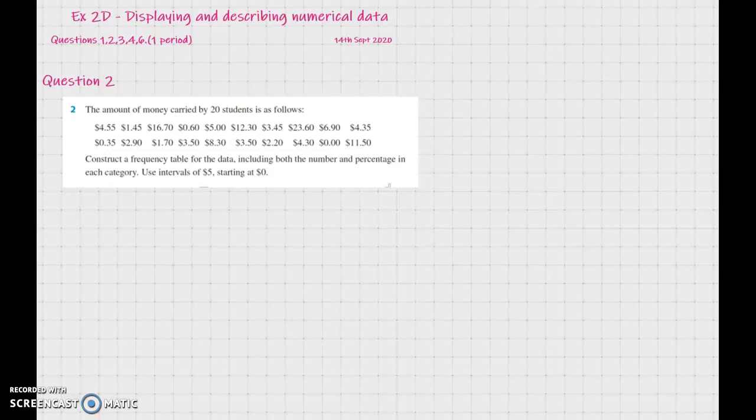All right, so if we have a look at our data, our lowest number is 0. You can't have negative dollars. Well, you can if you owe money, I guess. And our highest number is $23.60. Okay, so I'm just going to highlight those two values because that's going to dictate how big my table and my graph are going to be.